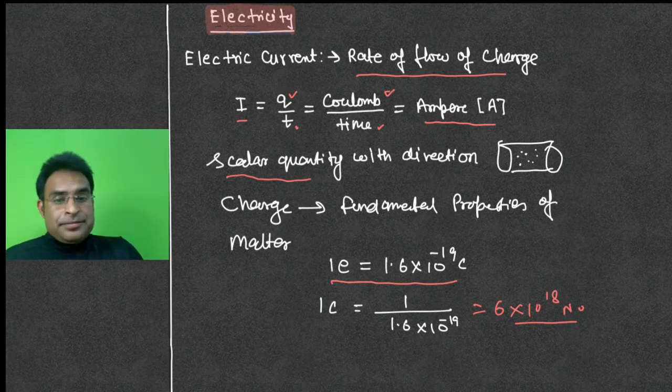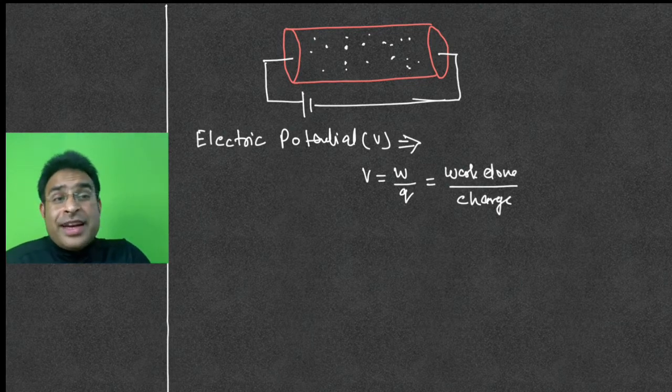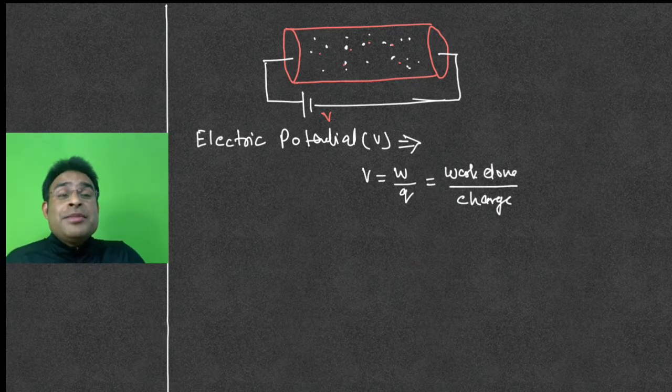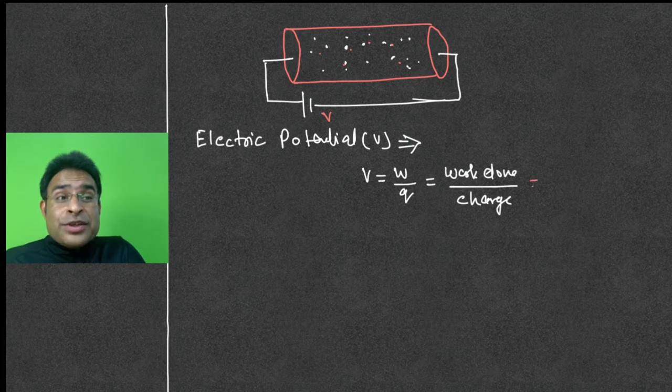Now the next thing is electric potential. We have one conducting wire, any metal, and we are connecting this metal to a battery. When you connect it, whatever electrons are there will experience some force because of this battery. So obviously there will be work done, meaning the battery will do some work on them. Work done per unit charge, W divided by Q, we call electric potential.